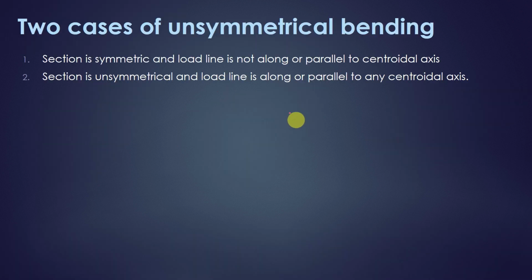So let us see two cases of unsymmetrical bending. What is the first case we have talked about? Section is symmetric like rectangle and the load line is not along or parallel to the centroidal axis. That means load is inclined. Second case is section is unsymmetrical and the load line is along or parallel to any centroidal axis.